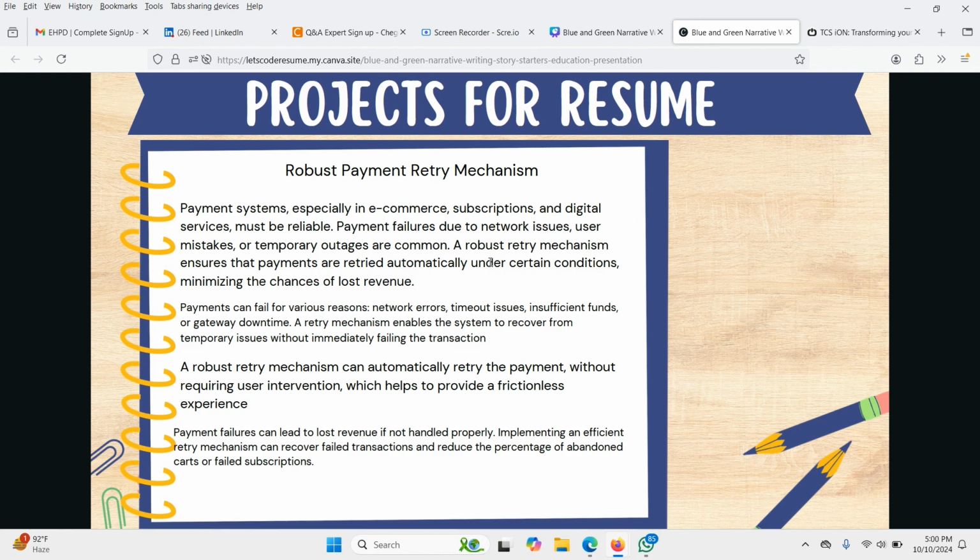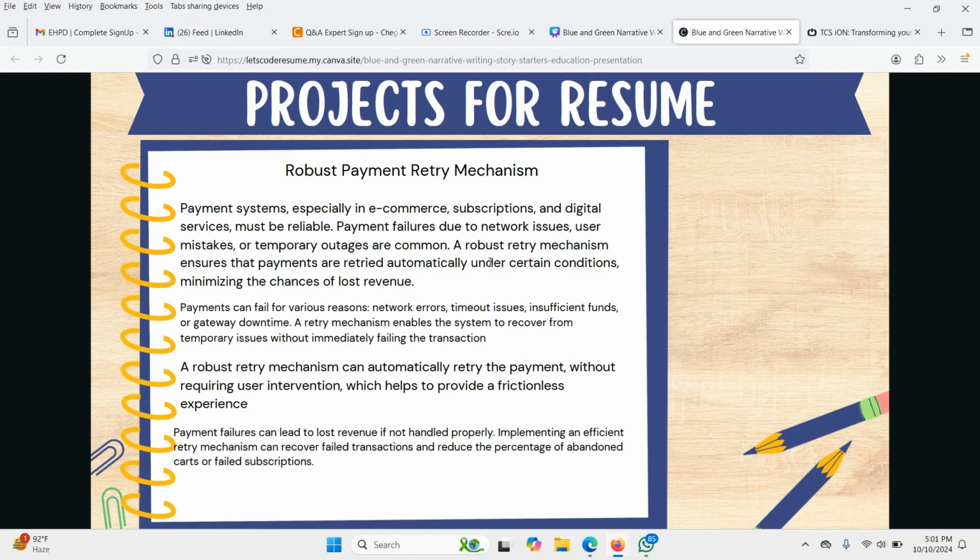Next project is the robust payment retry mechanism. What do you mean by a robust payment retry mechanism? Payment systems, essentially in e-commerce or subscription digital services, must be reliable. That means payment failures due to network issues, user mistakes, or temporary outages are common. A robust retry mechanism ensures that payments are retried automatically under certain conditions, minimizing the chances of lost revenue.